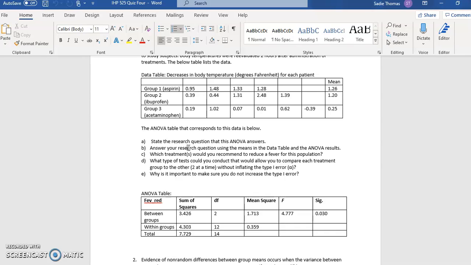For part B, we really want you to make us understand what the ANOVA table means. Your answer to part B should make it very evident that you understand what the ANOVA table is telling us. And then you can start to look at the data table above. So again, part A has nothing to do with the first data table. It's all about the ANOVA table.